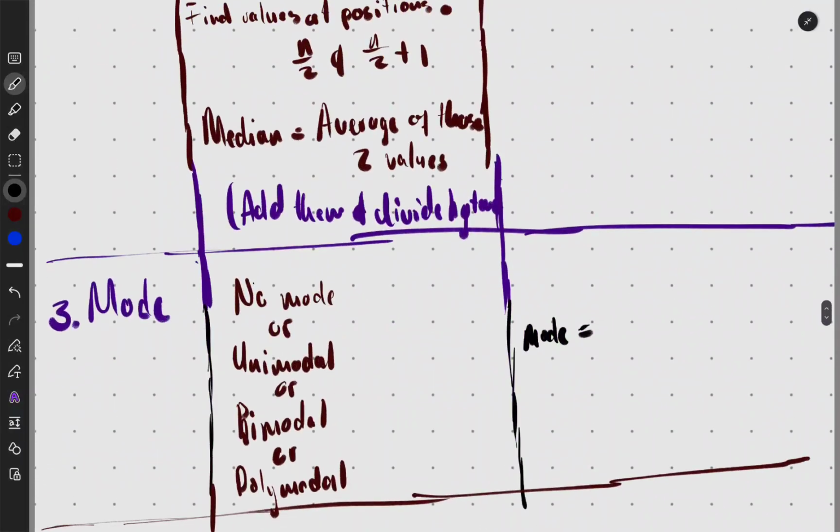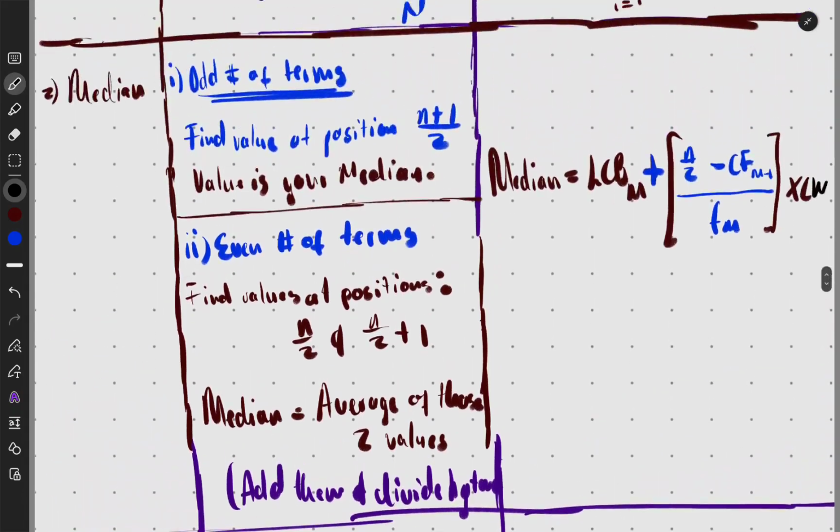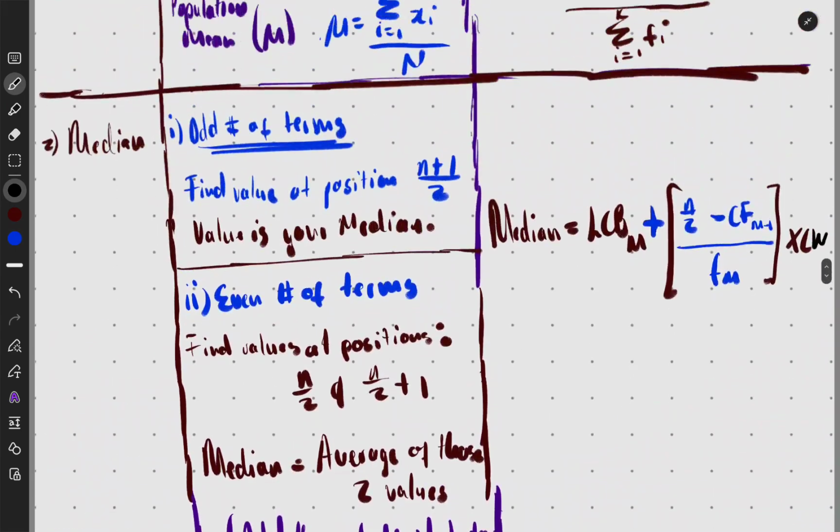For mode, yes, you're going to need to have the class boundaries, but you don't need to have the cumulative frequency. Because for mode, we can easily tell some things, like which is the modal class. If you want to know the modal class, you just look for the class with the highest frequency. That's the modal class. But for mode, when you are dealing with grouped things, you should be able to find the modal class. So for median, we need to find the median class, which we can't when it's grouped unless we know cumulative frequency. But remember this formula by heart.